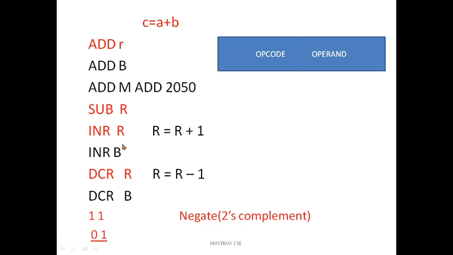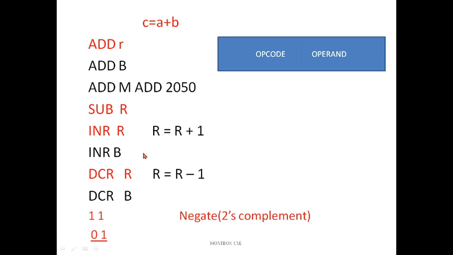Next one is increment R. That increments the register value by 1. Register means, when you go deeply into computers, you can go into the connection of flip-flops and so on. So increment R means increase the value by 1, that is R equals R plus 1. For example, increment B: suppose the B register value is 400. After executing this, it will become 401.